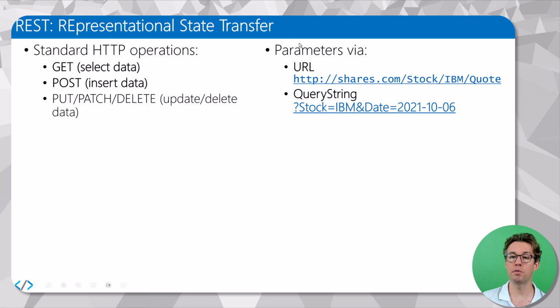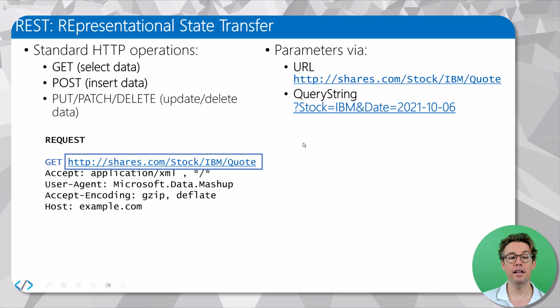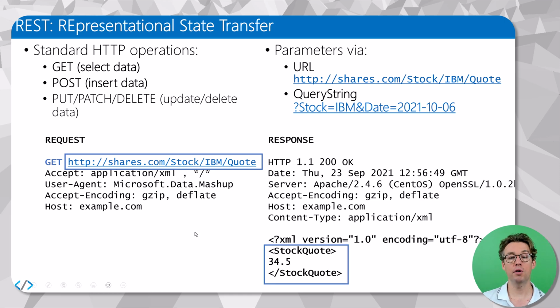You specify the parameters either in the URL or in the query string. And it looks something like this. I do a get, I'm going to get shares.com stock IBM. I want to get a quote for that, and then what do you get back? You can just get back the stock quote, either in XML or in JSON. Most REST APIs you can choose. Do you want XML output or JSON? That's not really that important because the JSON is not that much smaller than the XML in this case.